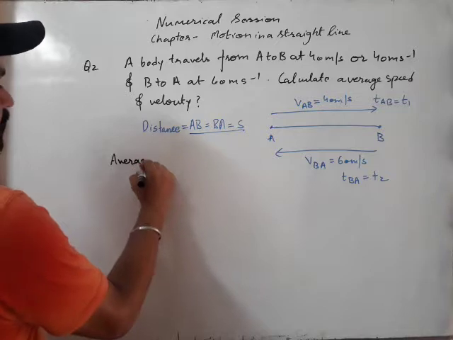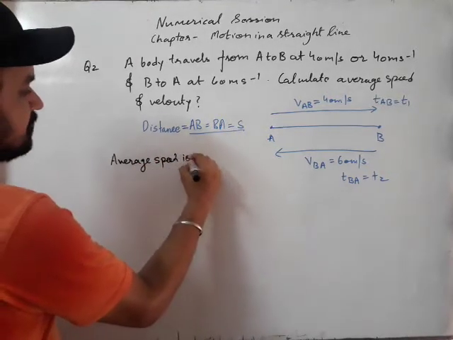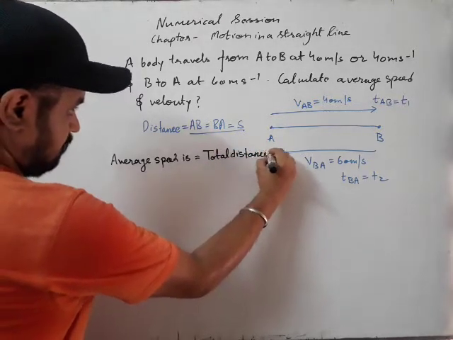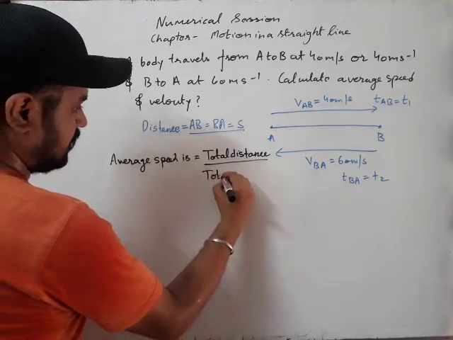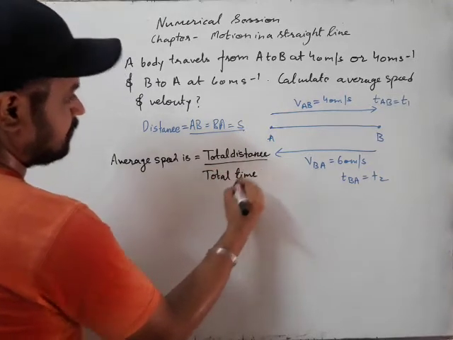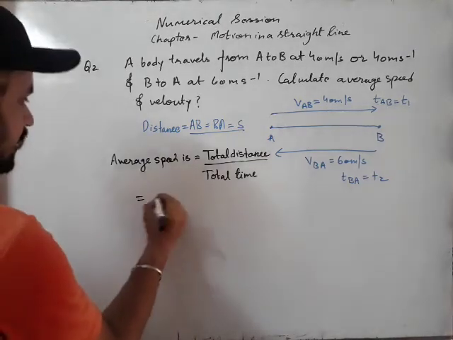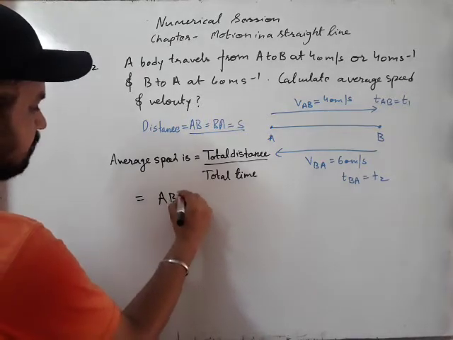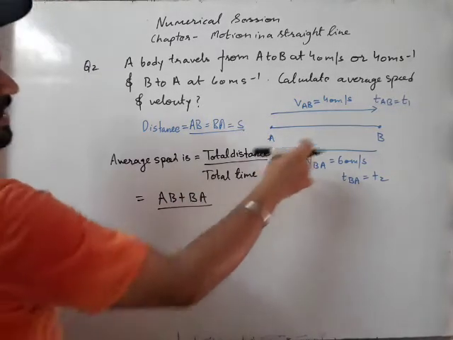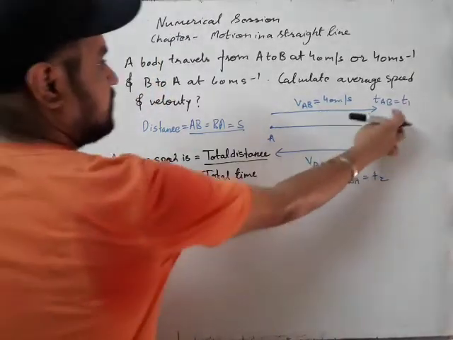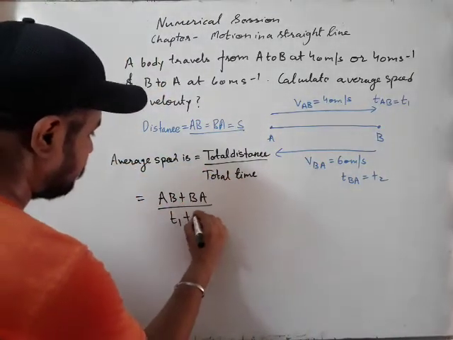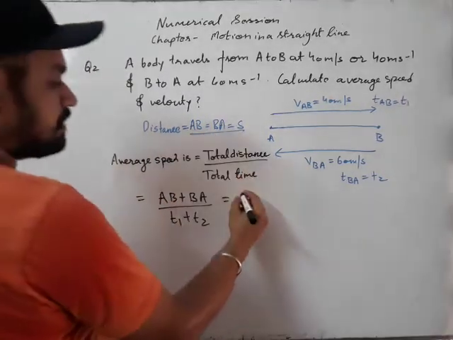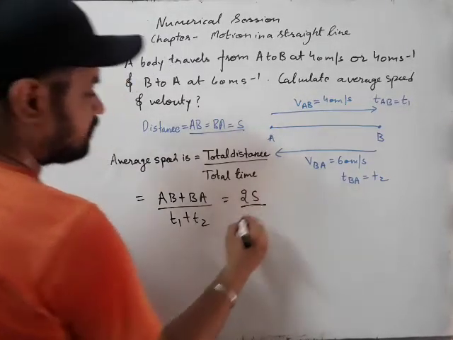Average speed is total distance upon total time. Now for total distance, the body travels first from A to B, then B to A. Total distance will be AB plus BA and total time will be TAB and TBA, that is T1 plus T2. AB and BA we have let be equal to S, so the sum of both will be equal to 2S.